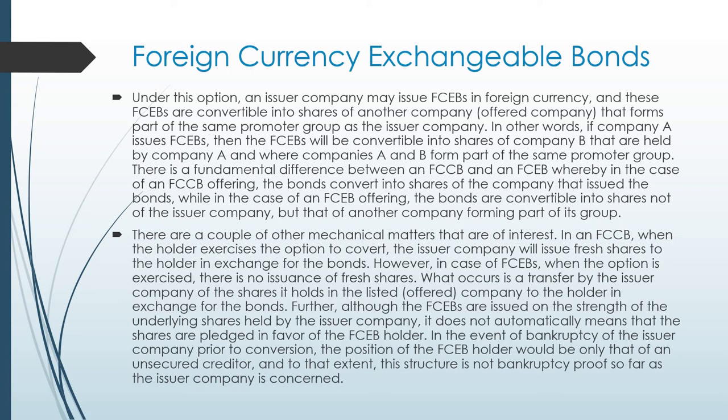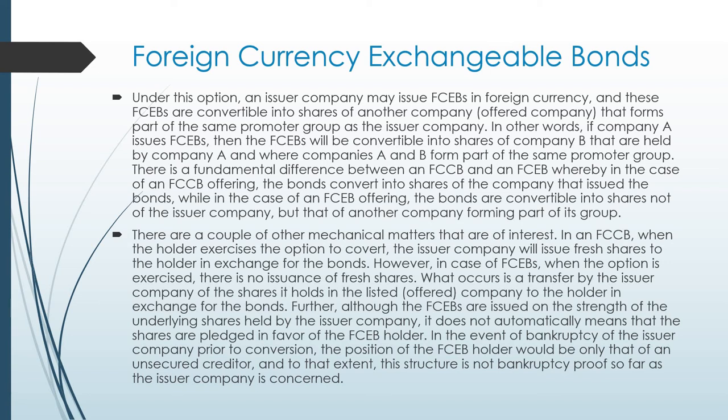Since we are already discussing FCCBs, we can also discuss an equally good instrument, foreign currency exchangeable bonds, with a small distinction between FCCBs and FCEBs. Under this option, an issuer company may issue FCEBs in foreign currency, and these FCEBs are convertible into shares of another company, the offered company, that forms part of the same promoter group as the issuer company. So in other words, if A issues FCEBs, then the FCEBs will be convertible into shares of company B that are held by company A, and where companies A and B form part of the same promoter group.